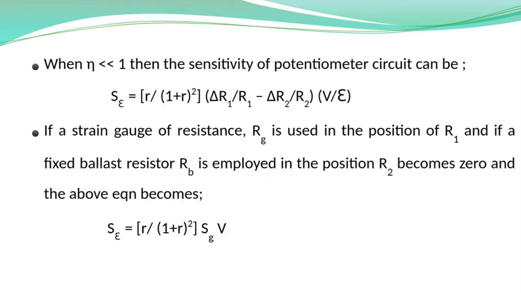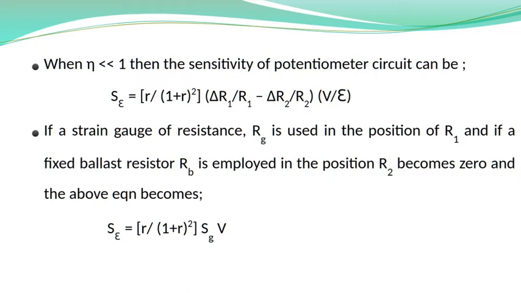When the nonlinear resistance term eta is very much less than 1, then sensitivity of potentiometer can be written as S epsilon is equal to r by (1 plus r) the whole square into (delta R1 by R1 minus delta R2 by R2) into V by epsilon, where small r is the resistance ratio.